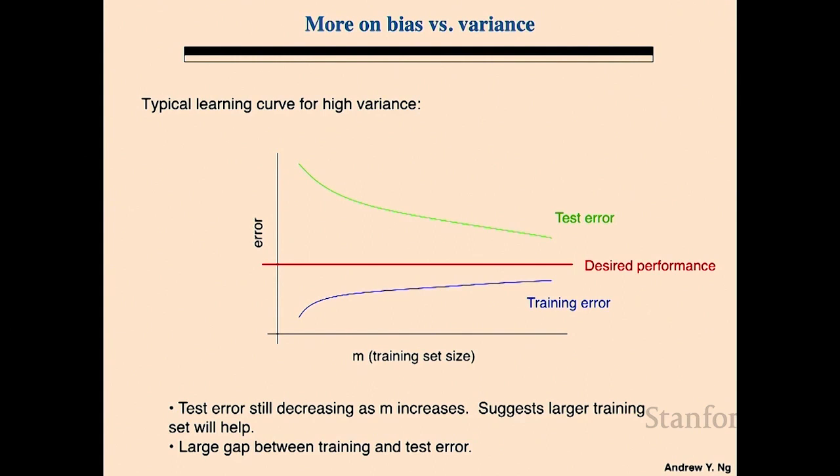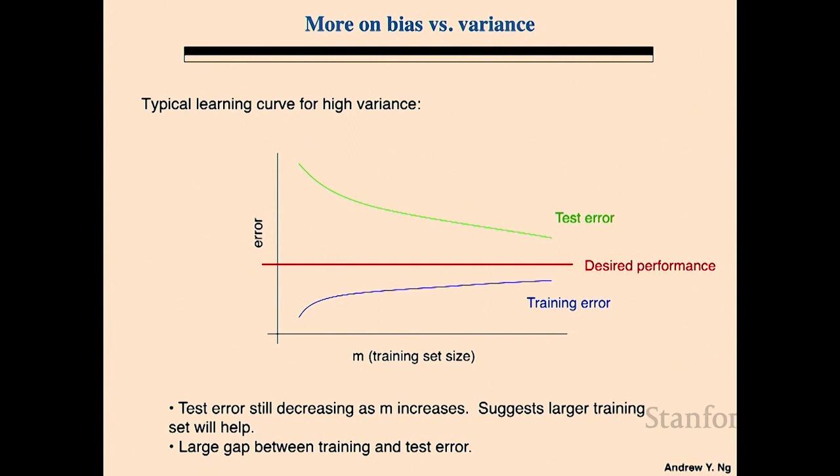This turns out to be a weaker signal because sometimes when you look at a curve like that, it's actually quite hard to extrapolate to the right. If you double the training set size, how much further would the green curve go down? It's actually kind of hard to tell. So I find this a useful signal, but sometimes it's a bit hard to judge exactly where the curve will go if you extrapolate to the right.